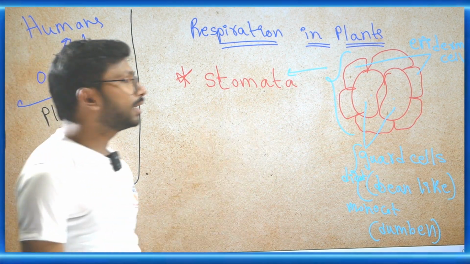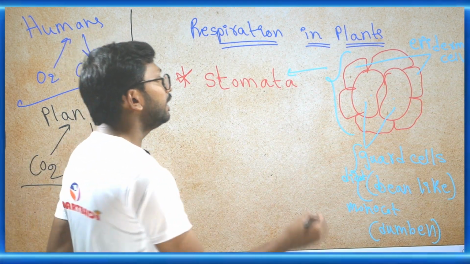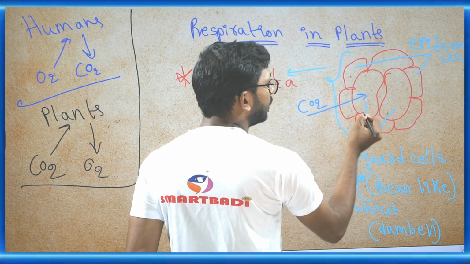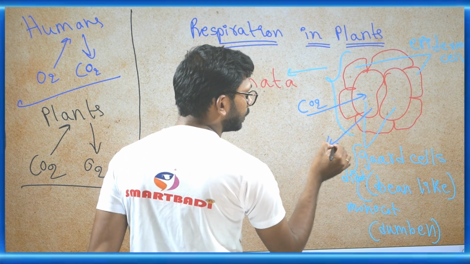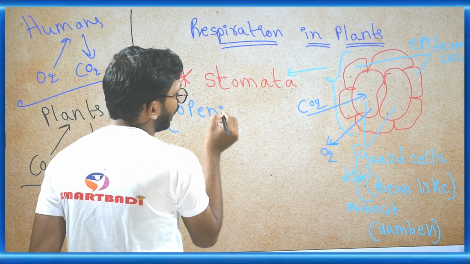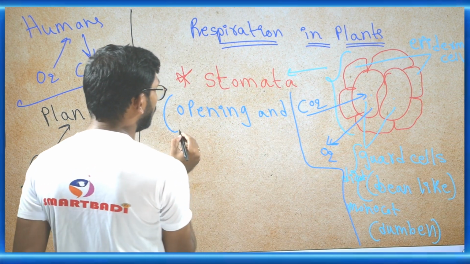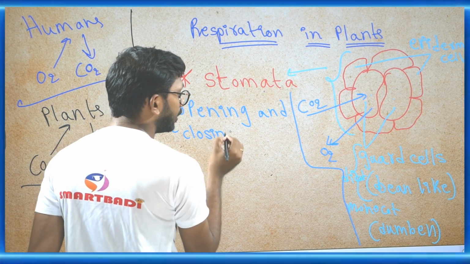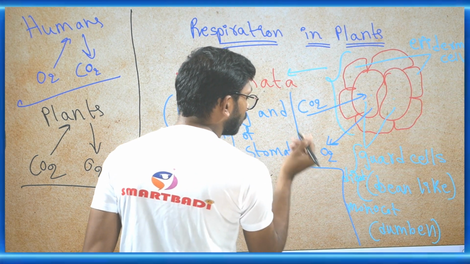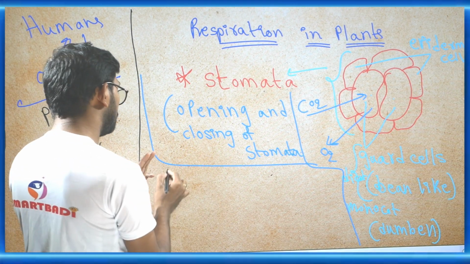Now, how the intake and removal of gas occurs in plants: if carbon dioxide is entering the stomata, then oxygen is released out from the stomata. This is the process of opening and closing of stomata, and this is one way of respiration which occurs in plants.